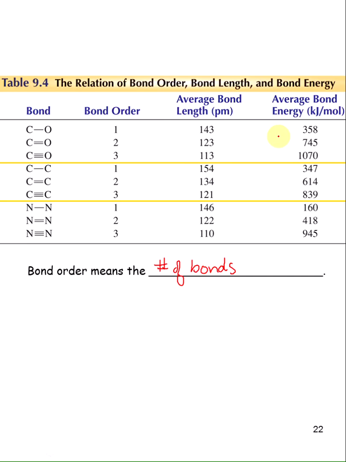But as the bond order increased, the bond strength also increased. So it takes more energy to break a triple bond than it does a double or a single bond. Okay, so that should be enough to cover us for our first part of Chapter 9.